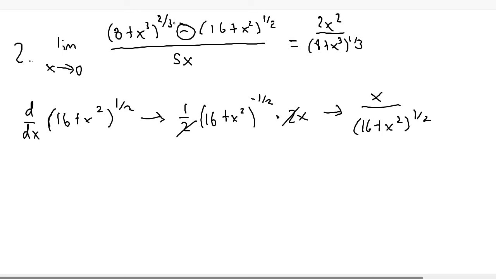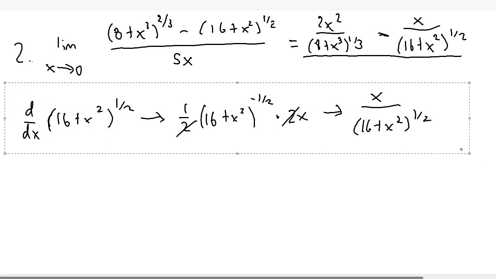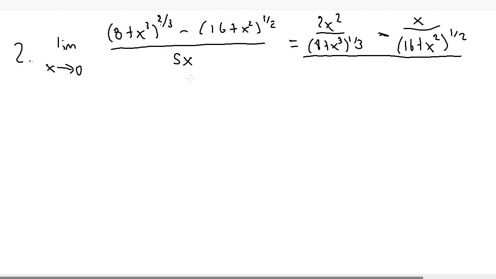So there's a minus sign here, so we just write the derivative of 8 plus x cubed to the 2/3 minus the derivative of what we got for 16 plus x squared to the 1/2, which is x over 16 plus x squared to the 1/2, all over the derivative of what we have in the denominator. And we have 5x, and this one's pretty simple because the derivative of 5x is just 5.